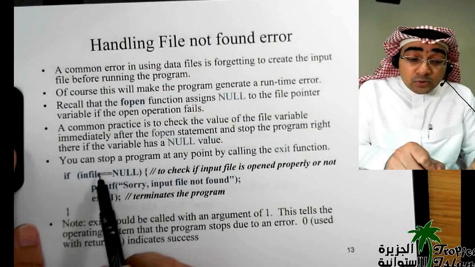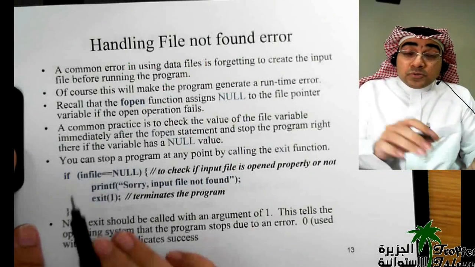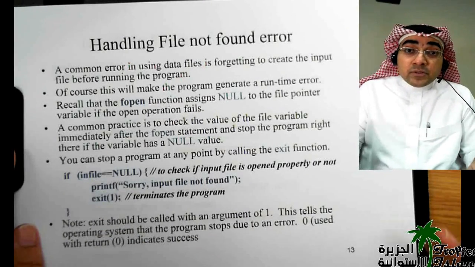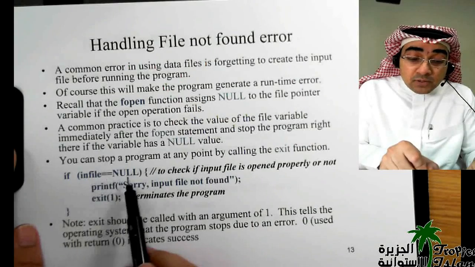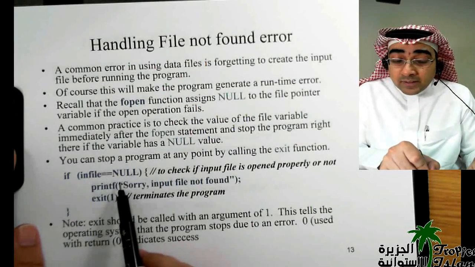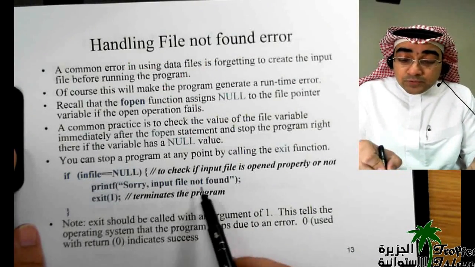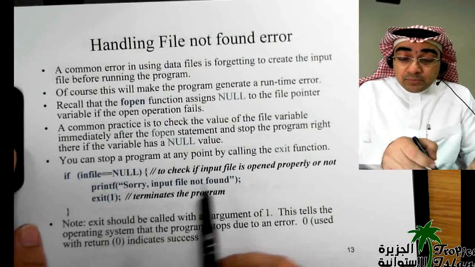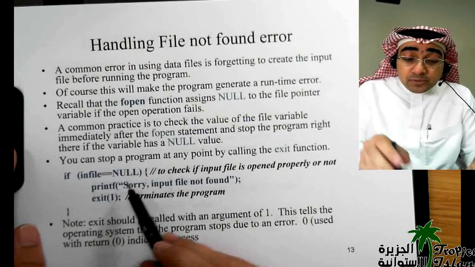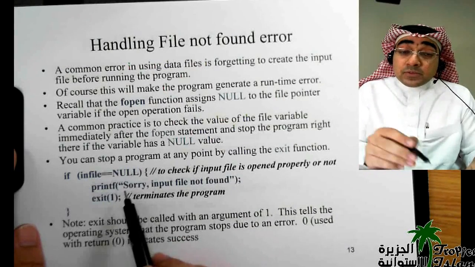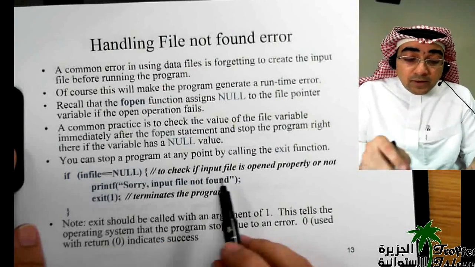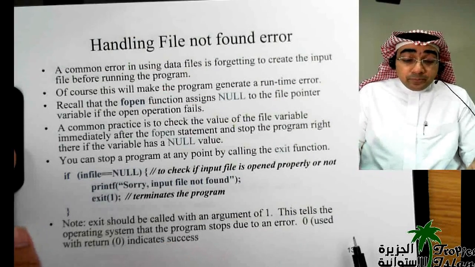So if you could not find the file, so you searched for the file on the hard disk and you couldn't find it, it's going to return a null into in file. If in file is equal to null, that means you did not find the file. Printf, sorry, input file not found. You can put any print over here. You can actually print the file name or whatever you want, but something to tell the user that you could not open the file, and then you say exit 1.